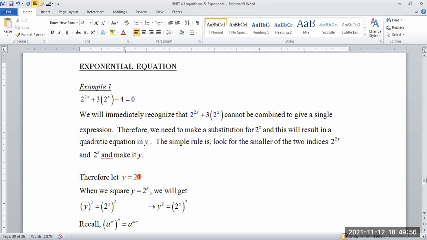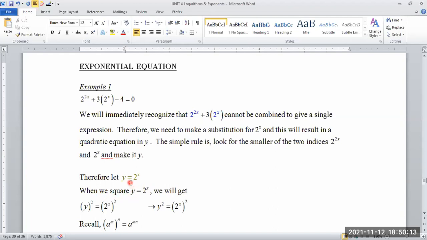Sir, why is y equal to 2 to the x and not y squared? Y is going to be equal to 2 to the x because we're taking the smaller of the two and setting it equal to y. So y is going to be equal to 2 to the x.